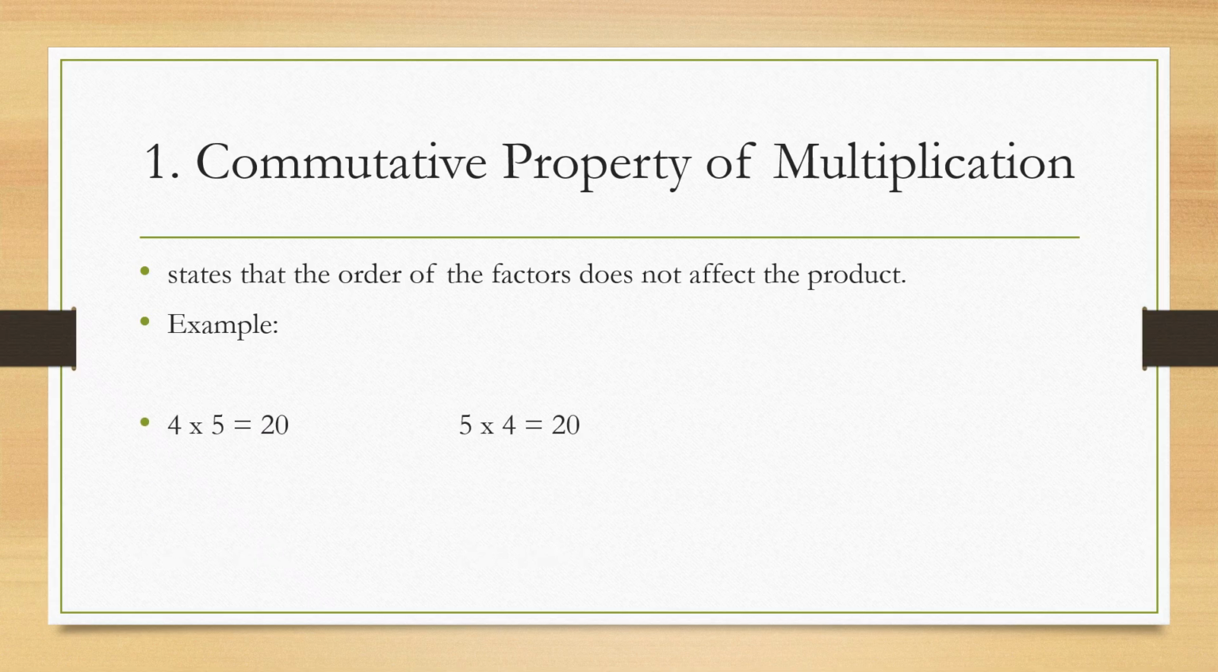First, 4 times 5 equals 20. Now, from its definition, if you are to interchange both numbers, say 5 times 4, again, 5 times 4 equals 20. You still get the same product. That is the commutative property of multiplication. Let's have the next one: 6 times 3 equals 18, or 3 times 6 equals 18.